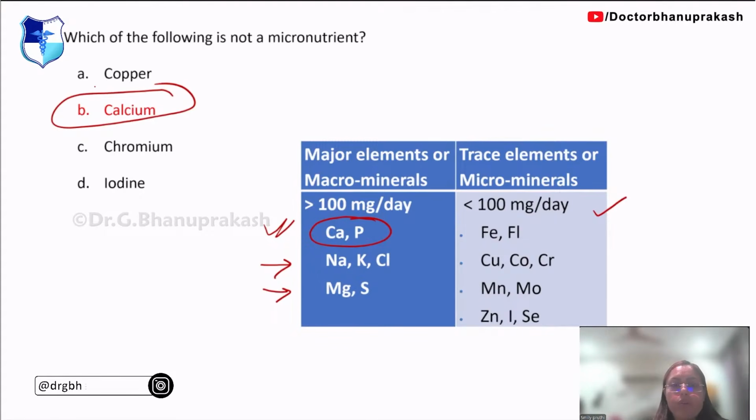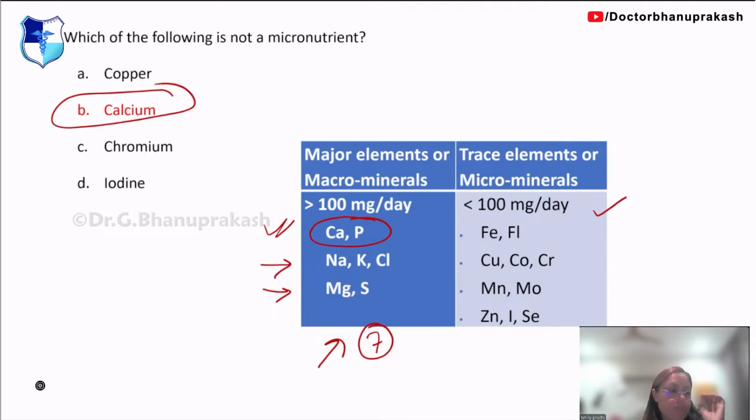So just learn the macro, only these 7. Calcium, phosphorus, sodium, potassium, chloride, magnesium and sulfur. Rest all are micro. Okay. Easy to learn. Always do smart study. Don't waste your time in unnecessary cramming. Just learn the macro and all others are micro.